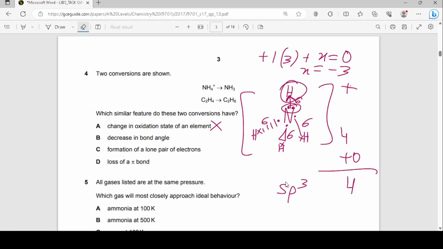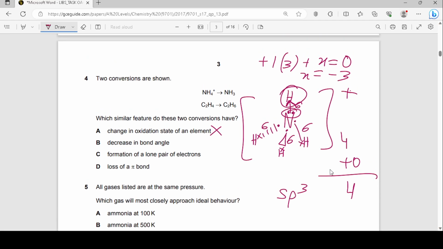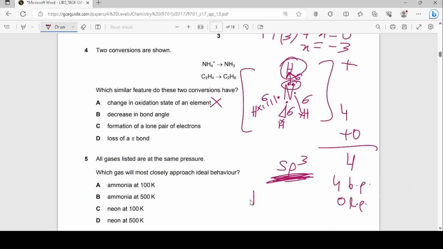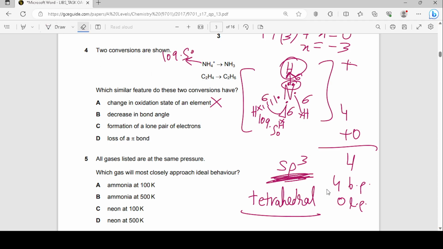So sp3, then what does that imply? Every lone pair reduces the bond angle by around 2.5 degrees. If it's just sp3 with 4 bond pairs and zero lone pairs, then according to VSEPR theory my shape is going to be tetrahedral. If it's tetrahedral, then obviously my bond angles are going to be 109.5 degrees. So NH4 plus has a bond angle of 109.5 degrees; each of the H-N-H angles is 109.5 degrees. I hope that makes sense.